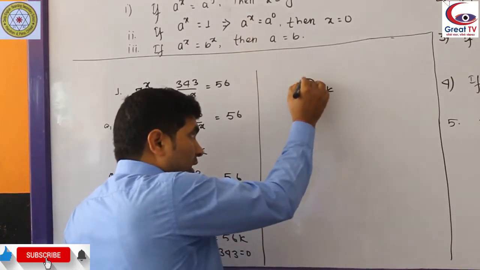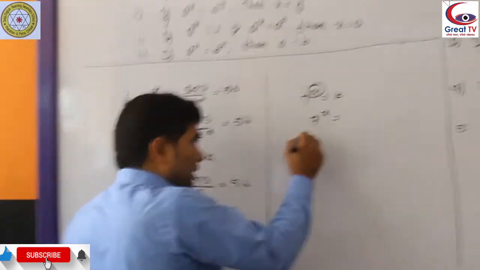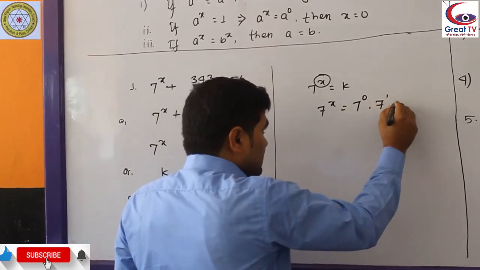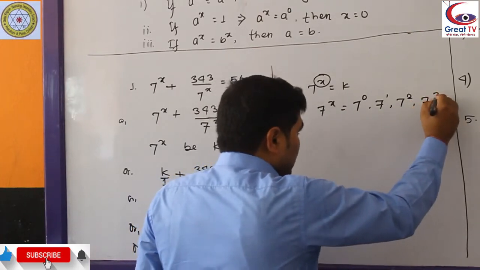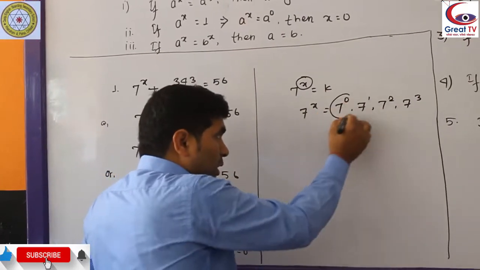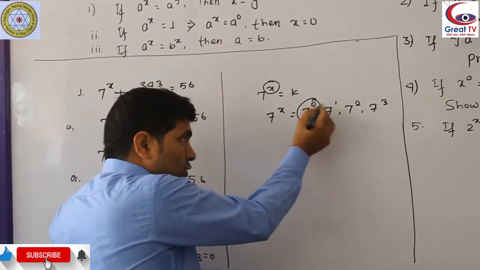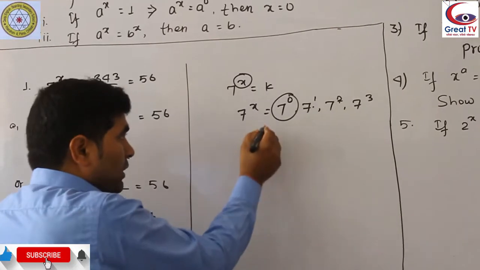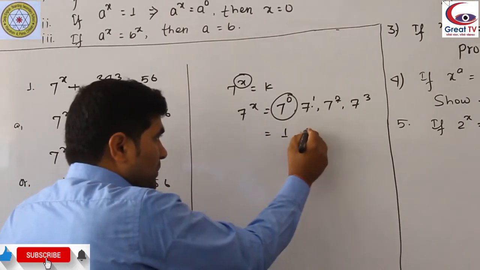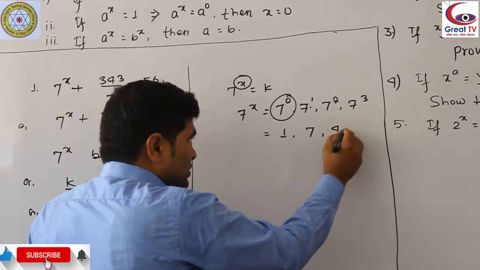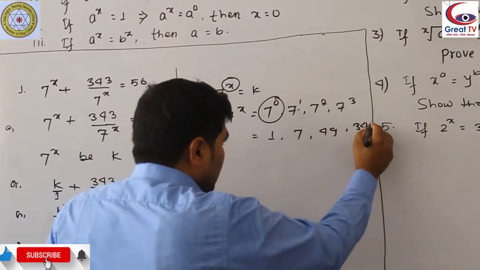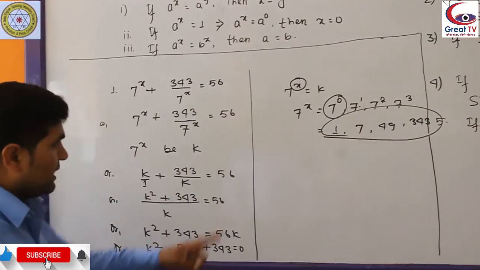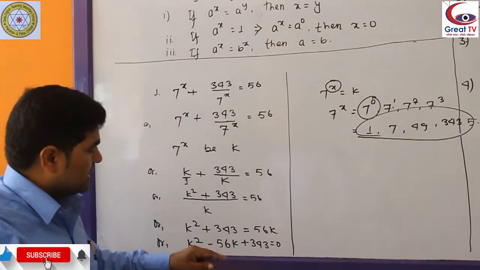How do we find the value of x? We can equate 7 power 0, or 7 power 1, or 7 power 2, or 7 power 3. If 7 power 0, then x equal to 0. If this one, x equal to 1. If this one, x equal to 2, and so on. 7 power 0 means 1. 7 power 1 means 7. 7 square means 49. And this one, 343. Now, which two do we take so that the sum of the two numbers is 56?